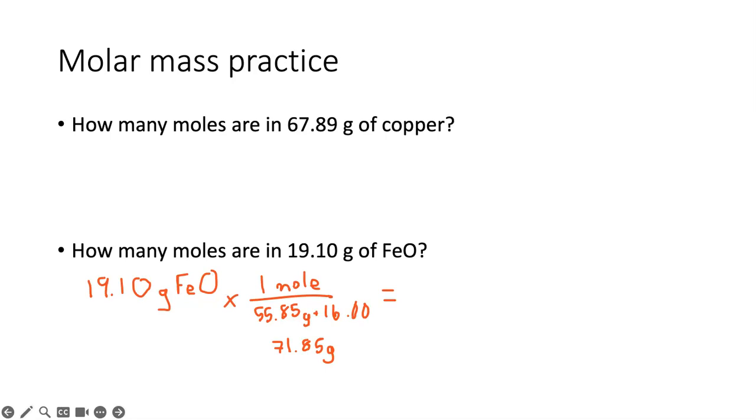So when I divide 19.10 grams by 71.85, my grams of iron oxide cancel out. And then what I'm left with is moles. And then I'm going to get 0.2453 moles of iron oxide. And again, I can abbreviate mole to MOL. This is of FeO.